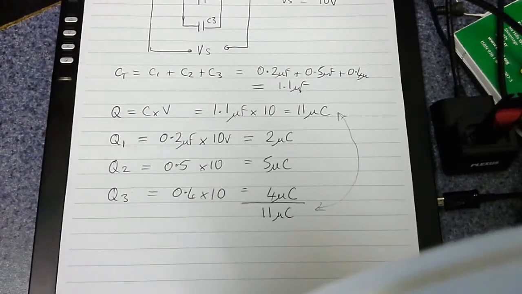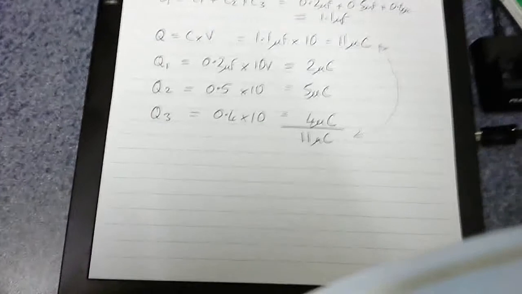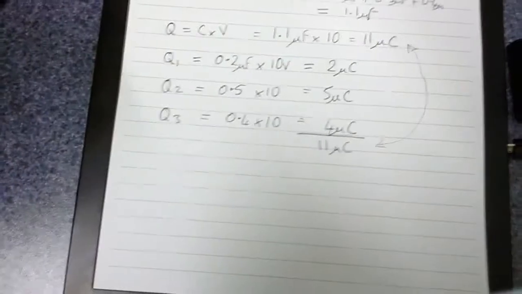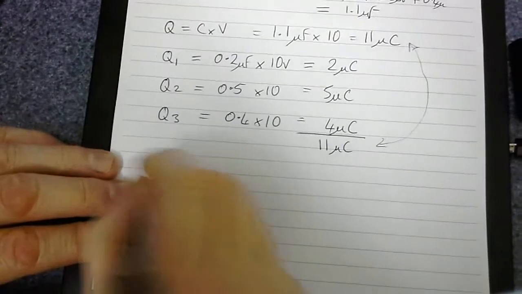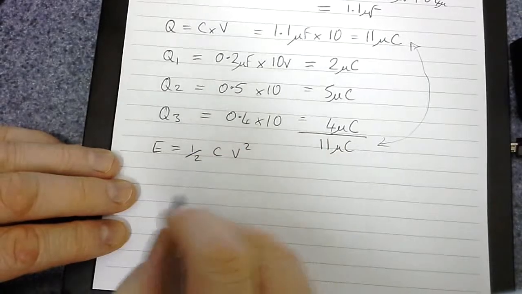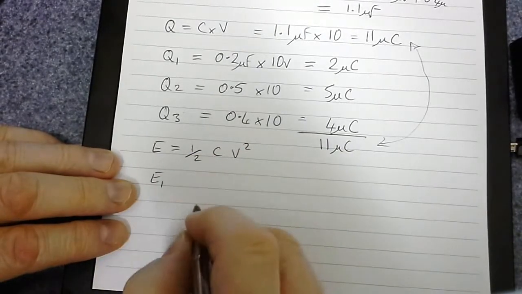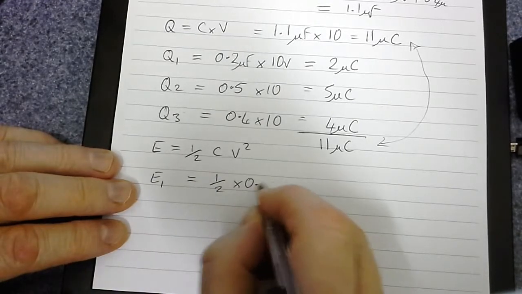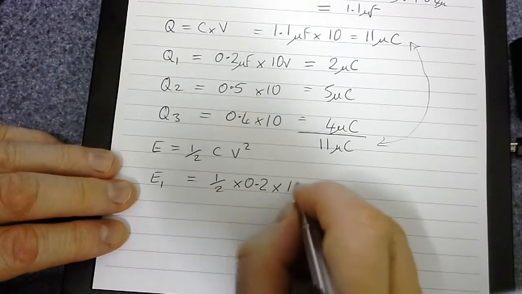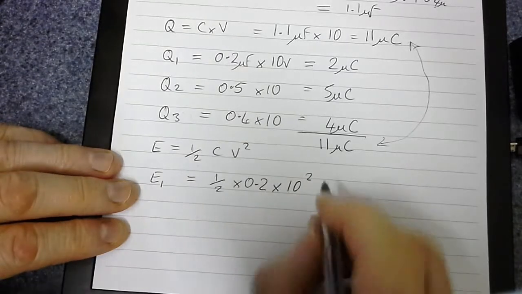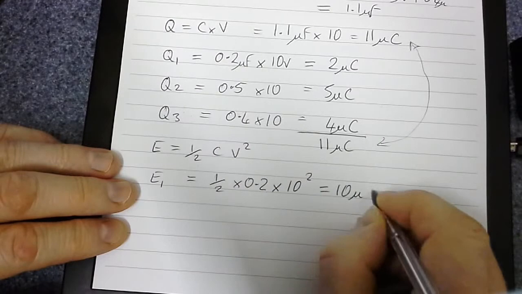Lastly, I want to calculate the energy in the circuit as a whole, and also calculate the energy in each capacitor. And to do that I'm going to use E equals a half C times V squared. Now for the energy in capacitor 1 we'll call E1, that equals a half times the capacitance of C1, that's times 0.2, I'm going to keep it in microfarads, times the 10 volts that it has across it, and that's 10 volts squared. So this is 0.1 times 100 effectively, or 10 microjoules.